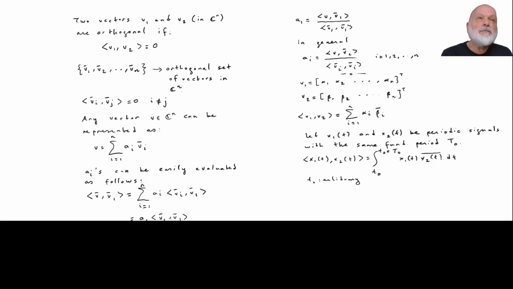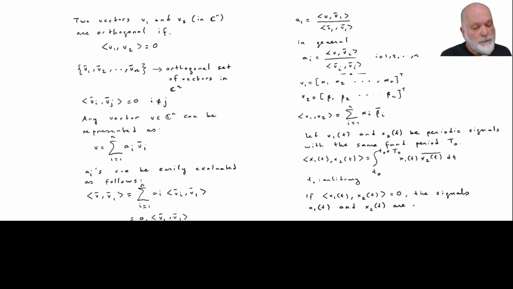Now we have the same definition of orthogonality valid in this function space as well. So if the inner product of x1 and x2 is equal to 0, the signals x1 of t and x2 of t are orthogonal. Orthogonal signals.